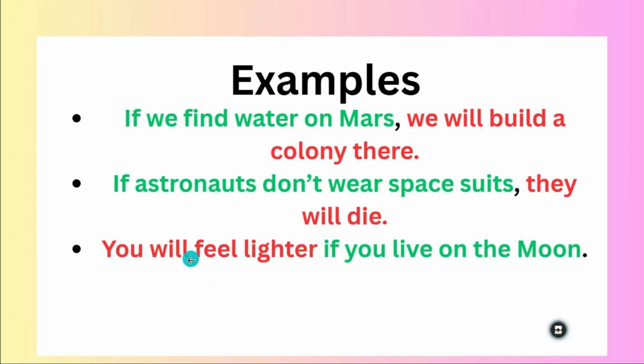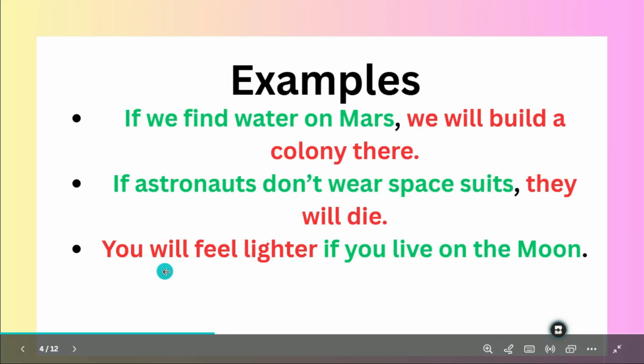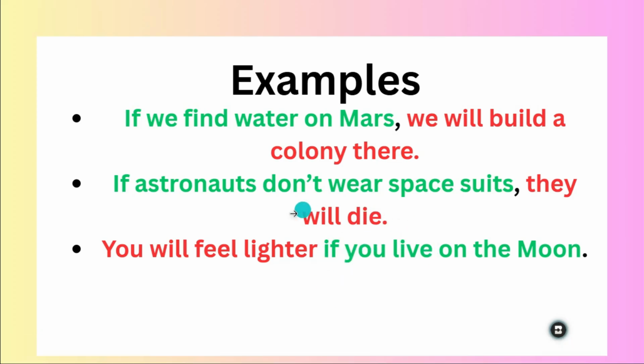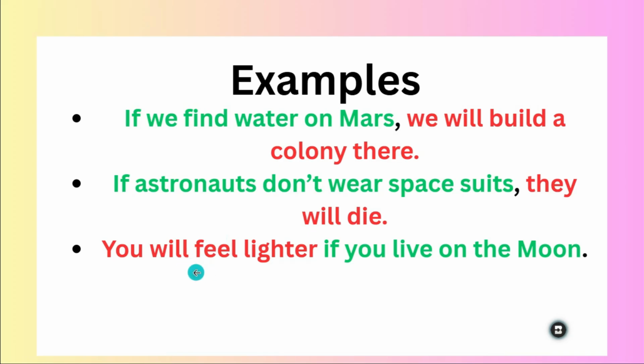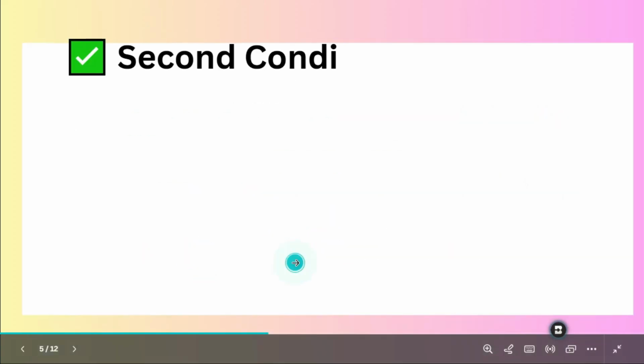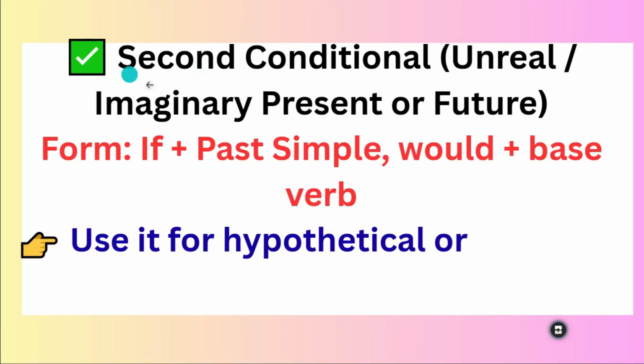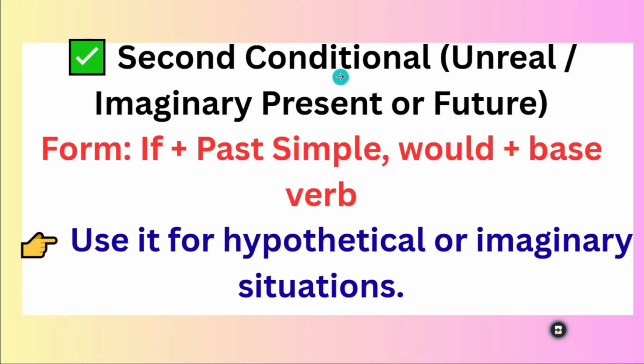So the result, as you can see, is: if you live on the moon, you will feel lighter. We can also put "if" in the middle. If we put "if" in the middle, it always follows "if" plus the present, and the result sentence will be in the future. Is it okay? Now let me move to the second condition, since we finished the first one.